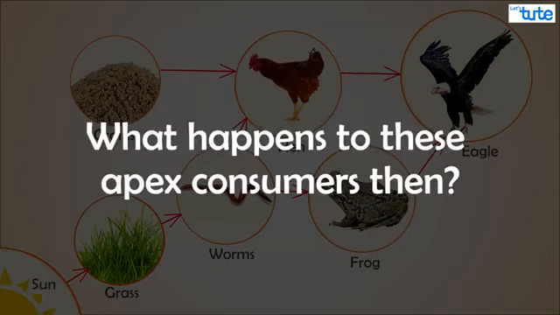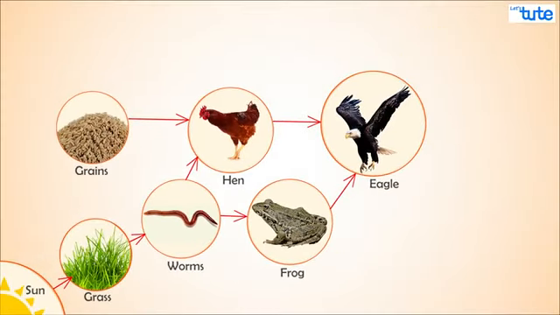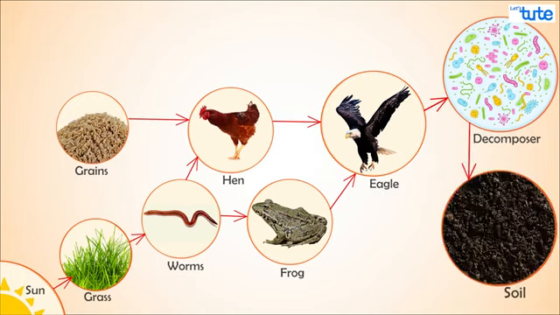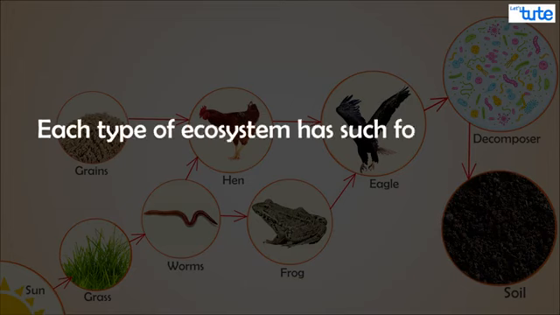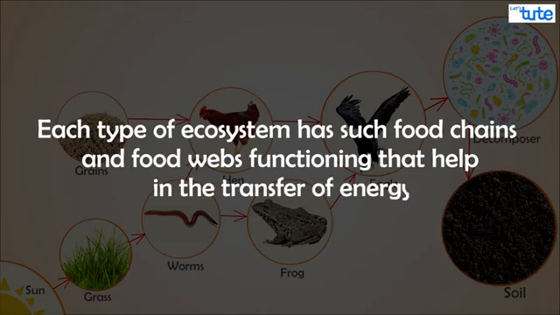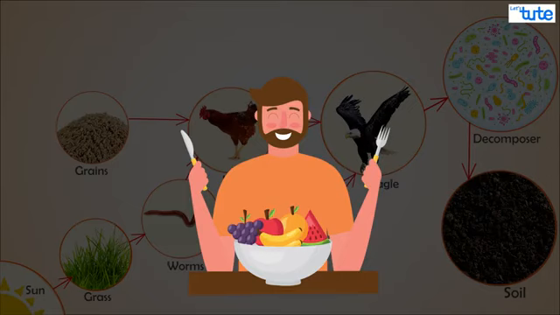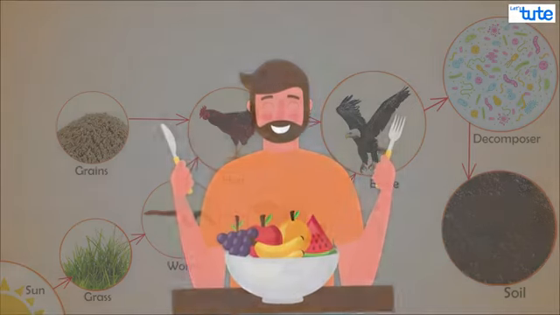But what happens to these apex consumers then? They ultimately die and are decomposed by the next set of biotic component, that is, decomposers. And the components are added back to the soil. Each type of ecosystem has such food chains and food webs functioning that help in the transfer of energy. Fascinating, isn't it? The next time you eat something, remember you too are being part of some food chain.